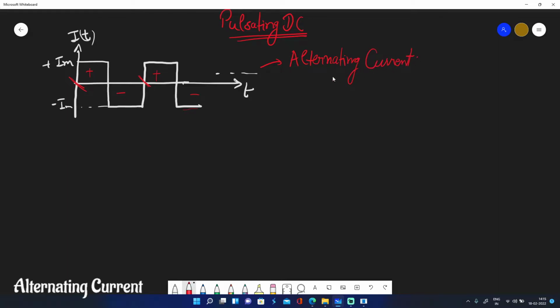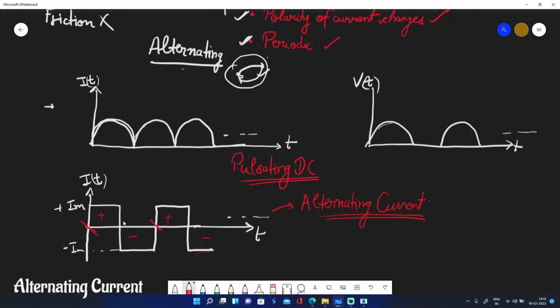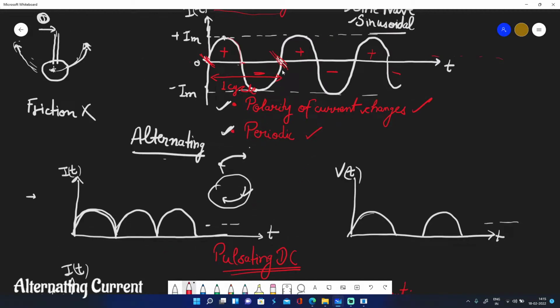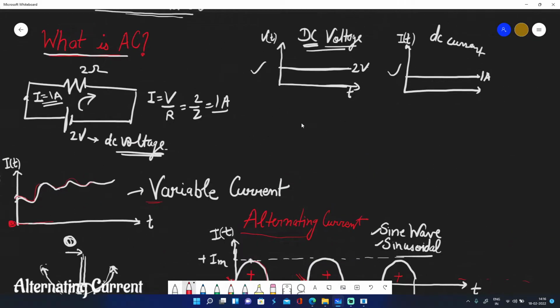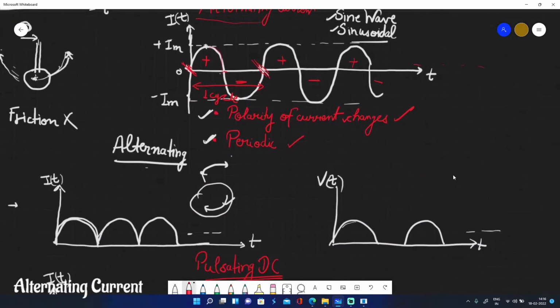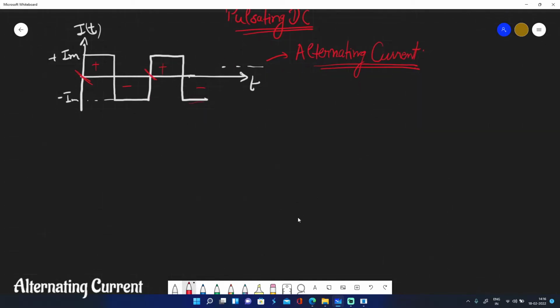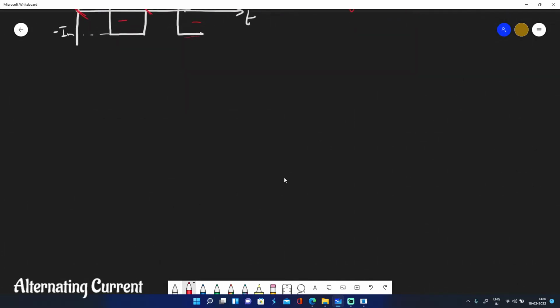Okay, this is the purpose. Now you must note that this kind of waveform is alternating. Another thing is that this is alternating, these are pulsating, and this is a variable waveform. So you must answer these kind of questions: what is AC, what kind of waveform is DC, what is pulsating DC? That's the thing.